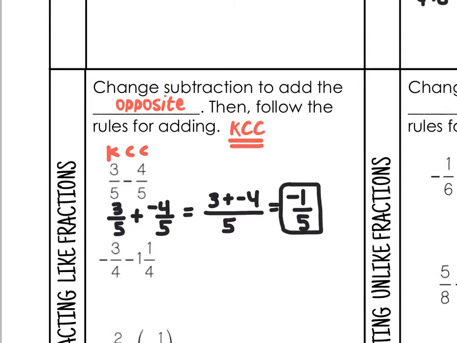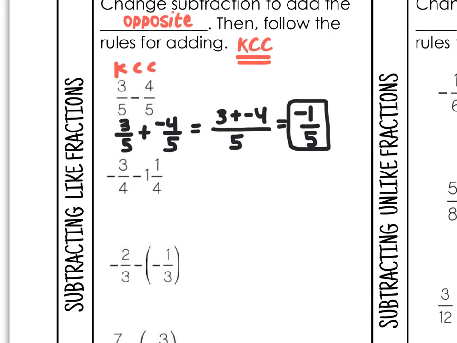Okay, let's take a look at the second one. On the second one, there's a mixed number. You know what to do. You make it an improper fraction. So we're going to write this as negative 3/4 minus, and then 1 1/4 is 5/4.